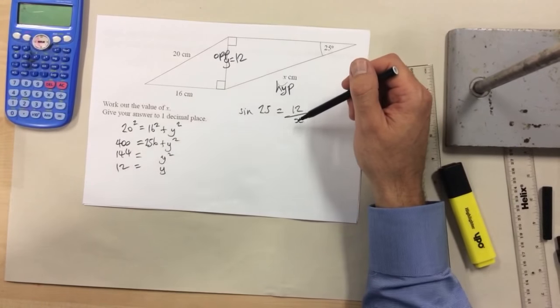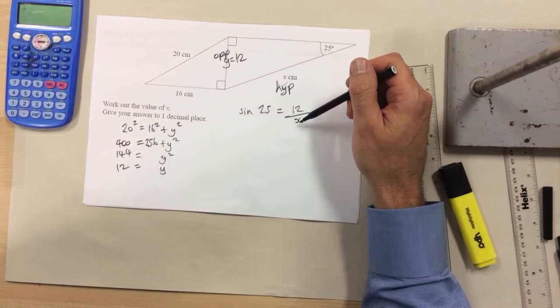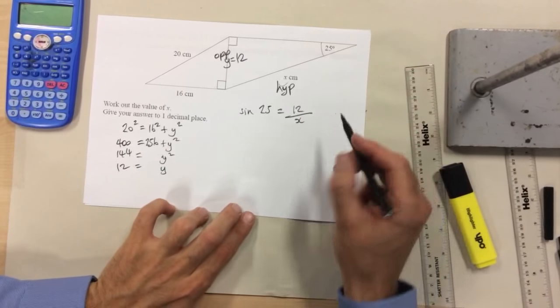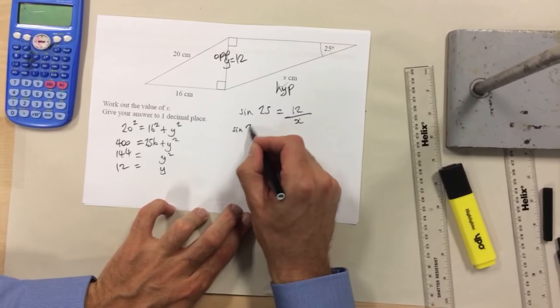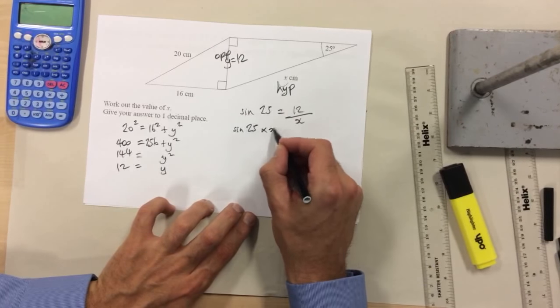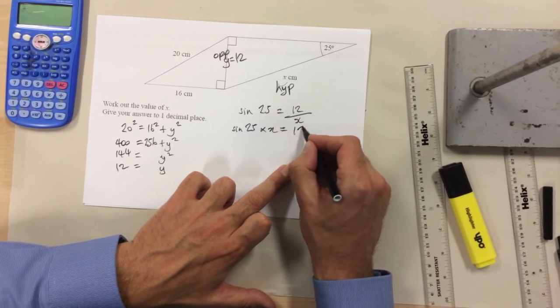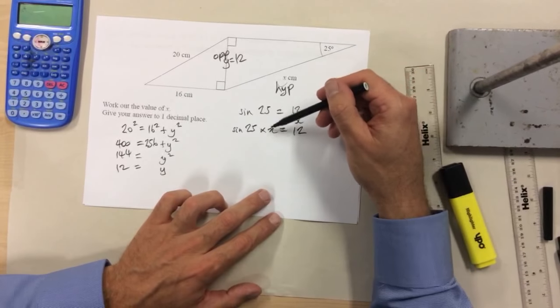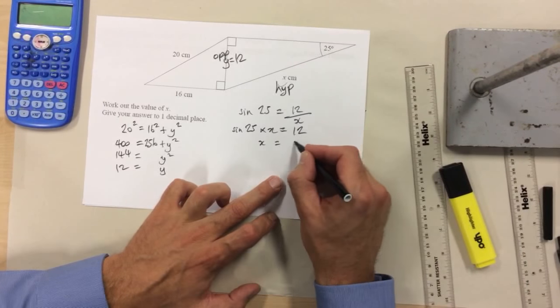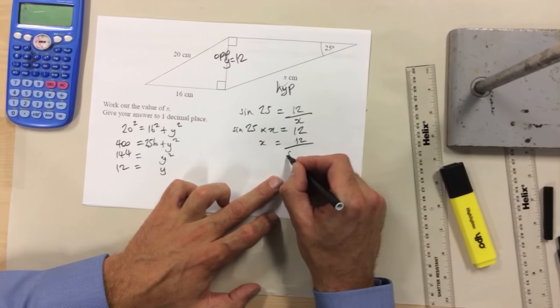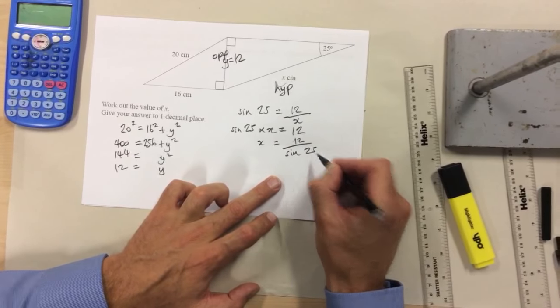Now, when we get in a situation like this where the unknown is the denominator of a fraction, we need to get that unknown to the top by multiplying both sides through by x. So we're now going to get sine 25 multiplied by x equals 12. To get x on its own, I need to divide by sine 25, so x equals 12 over sine 25.